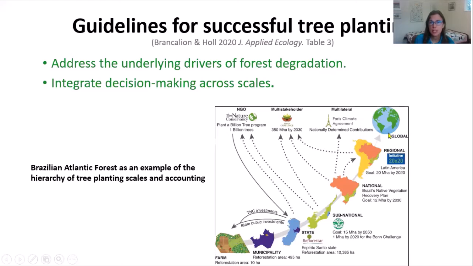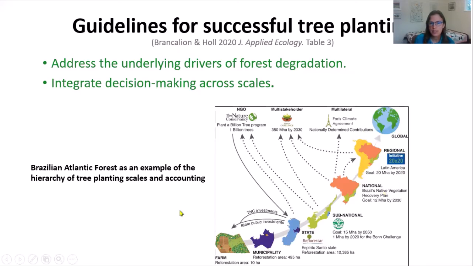A lot of these reforestation initiatives are at the global scale, but they're actually implemented at the farm scale. And then there's all these other intermediate scales along the way. And often these different commitments and different groups have different goals that need to be reconciled. And the question is, how do you do this integration across scales?